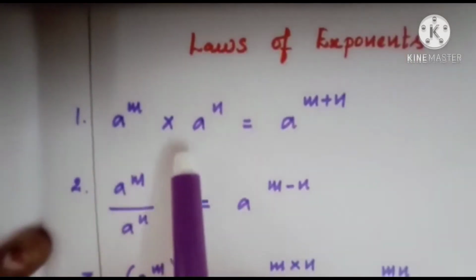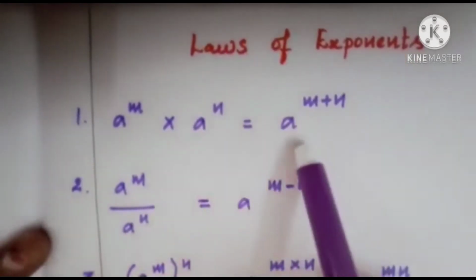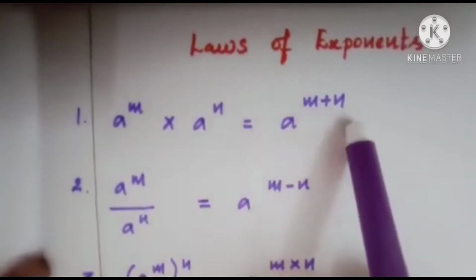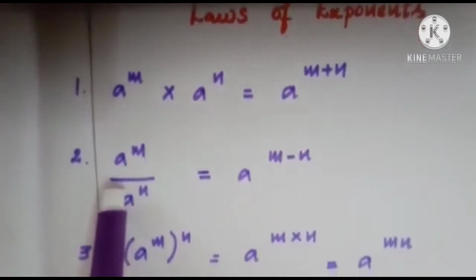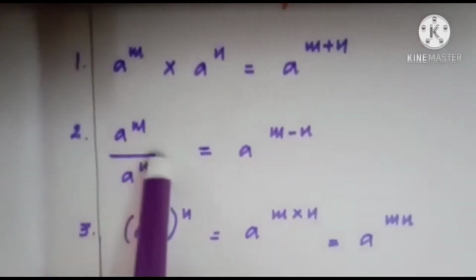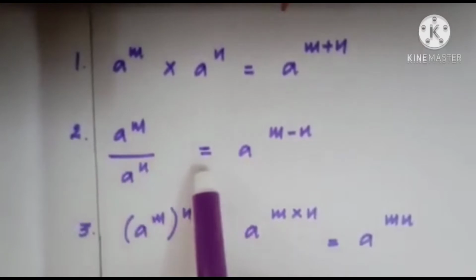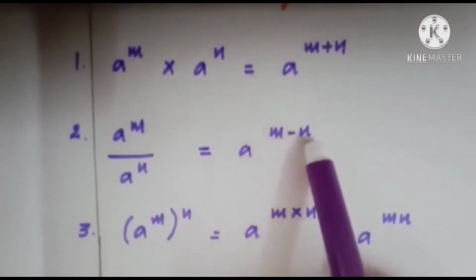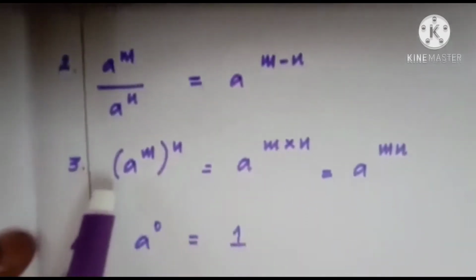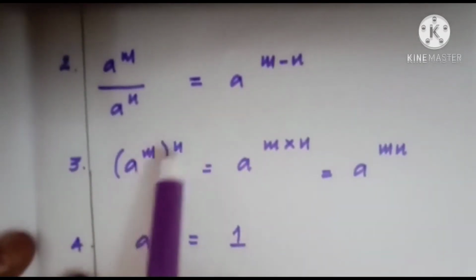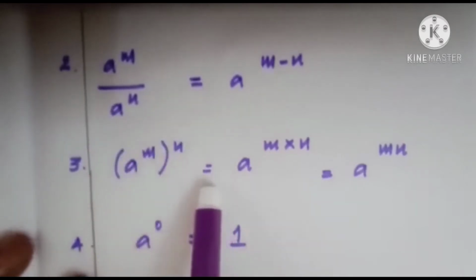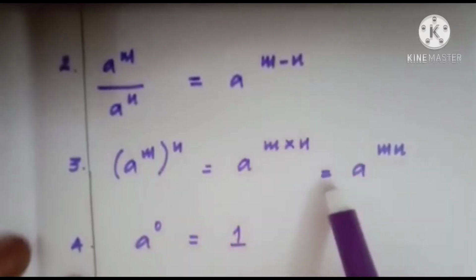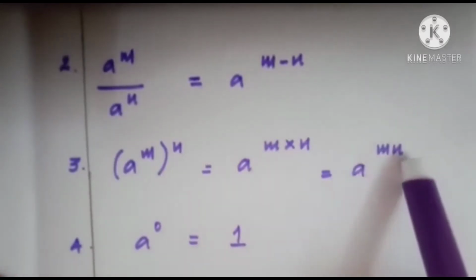A power m into a power n is equal to a power m plus n, also known as the product law. And the second law, a power m divided by a power n is equal to a power m minus n. And the third law, a power m to the whole power n is equal to a power m into n, that is equal to a power mn.